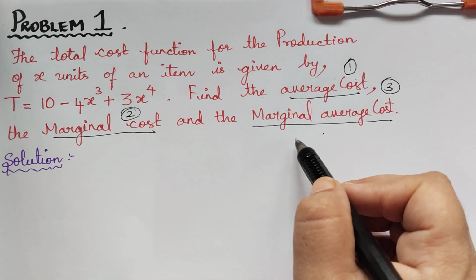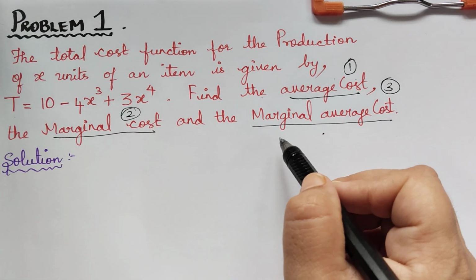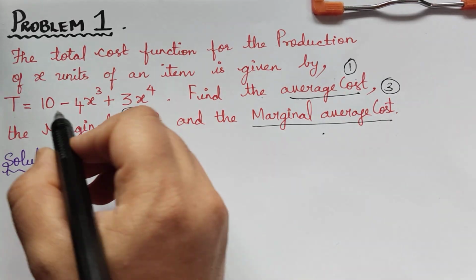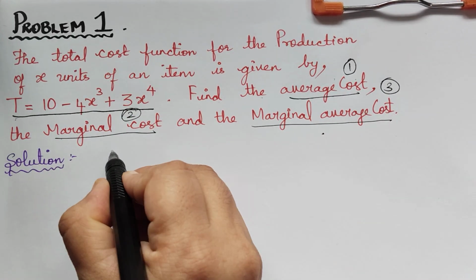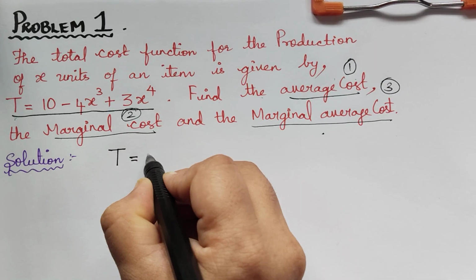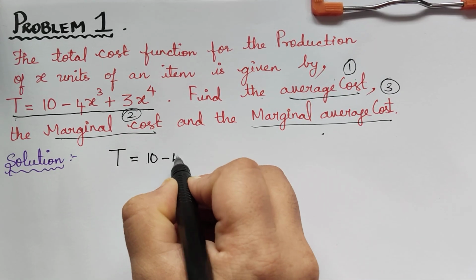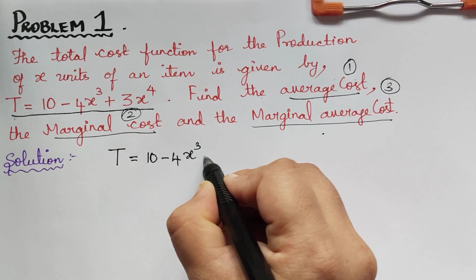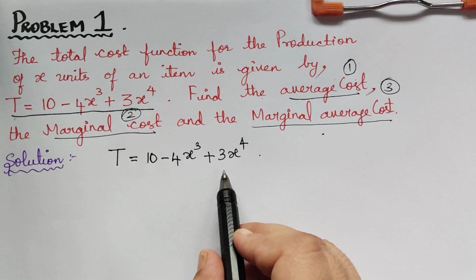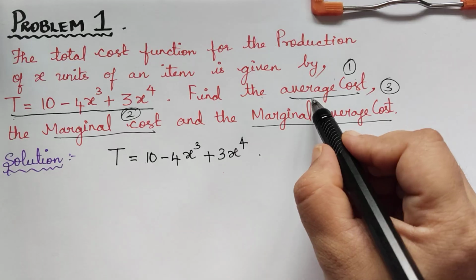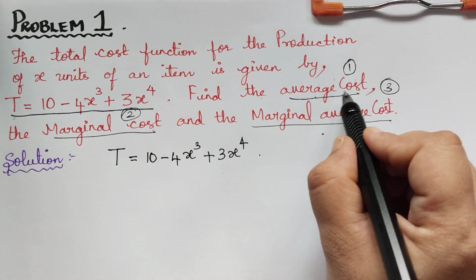Now we will make use of the concept that we learned in our previous video lecture. First of all, the cost function represented as capital T in this problem is given as T is equal to 10 minus 4x cube plus 3x to the power 4. So this is the cost function. Now, first step is we have to calculate the average cost.